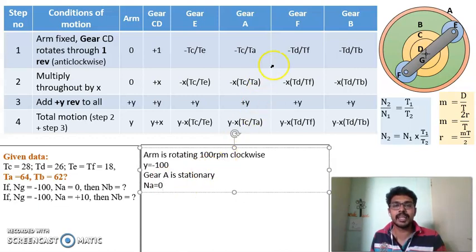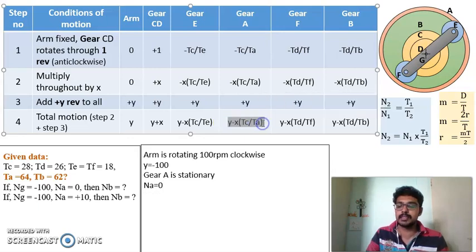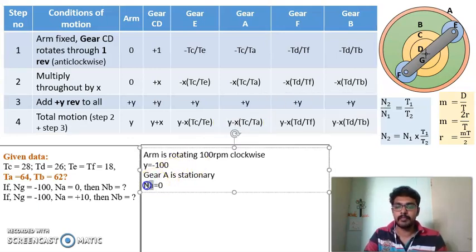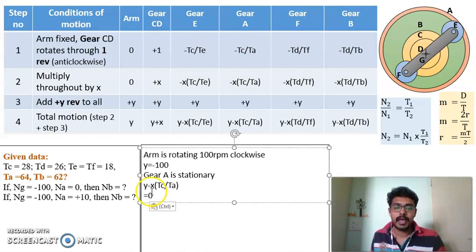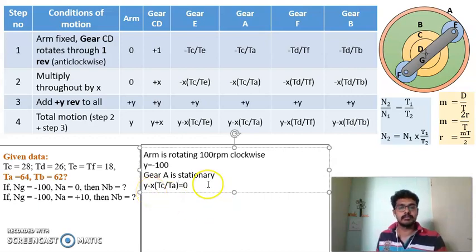Now how much is NA from this table? This last row corresponding to gear A column. So NA is this term, that is y minus x into TC by TA is equal to 0. That is what we are saying. Since gear A is stationary and the speed of gear A is denoted by this term, this complete term has to be 0, or the value of y and x has to be such that this term becomes equal to 0.